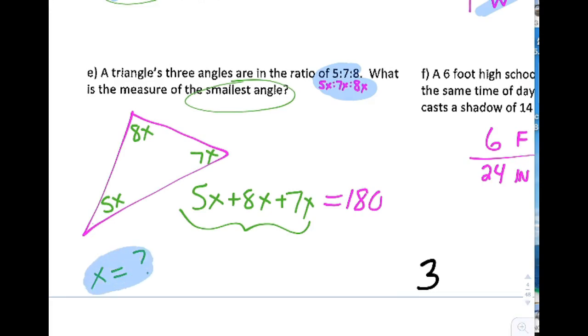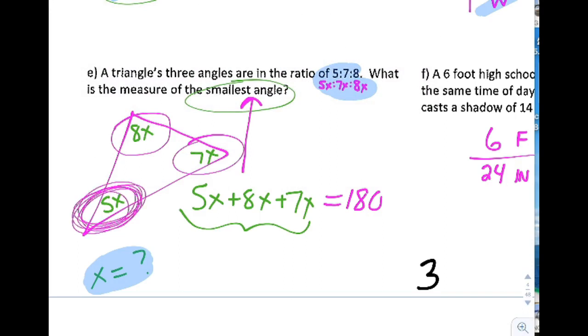Just like in class, whatever x equals, the actual question wants us to solve for the smallest angle. What's the smallest angle? 5x, 8x, or 7x? Obviously 5x is the smallest. So whatever you got for x, plug it into 5x to solve for the actual smallest angle.